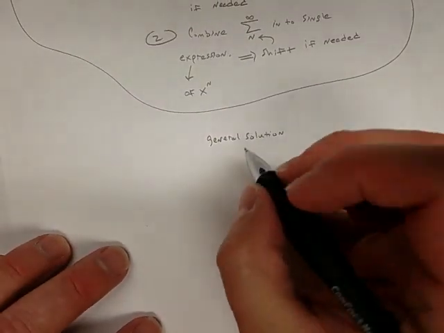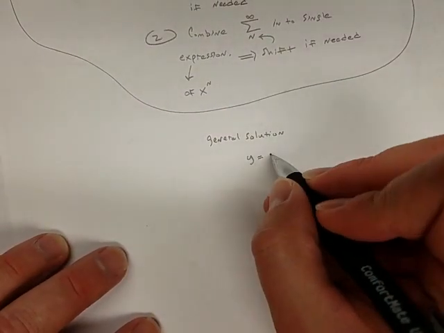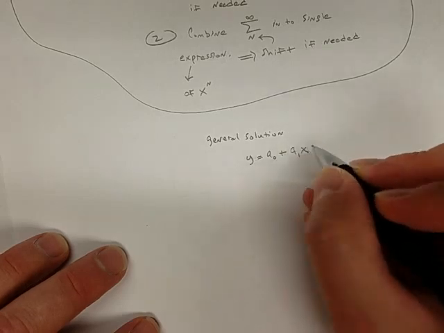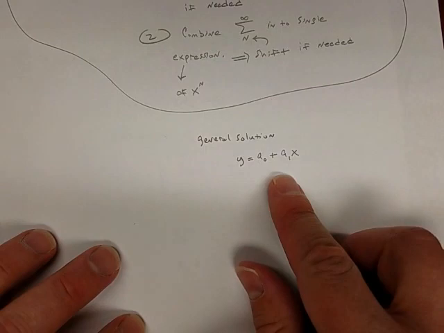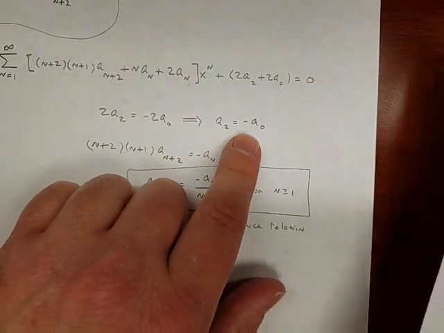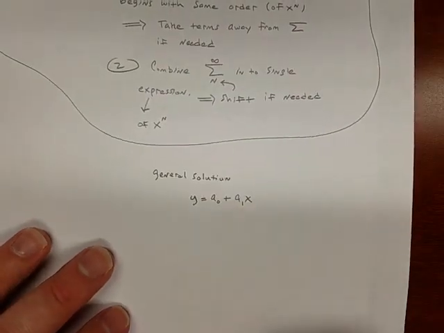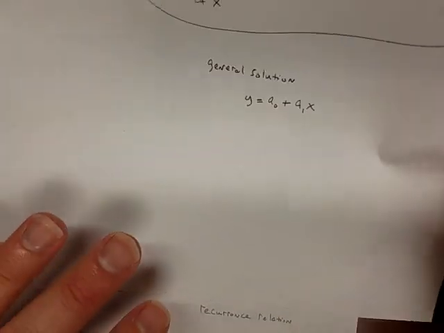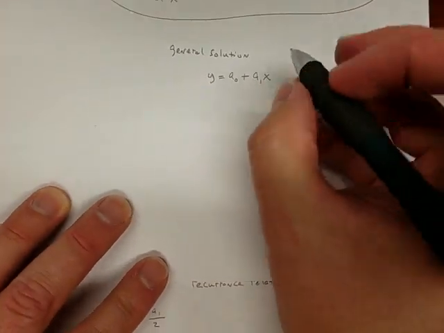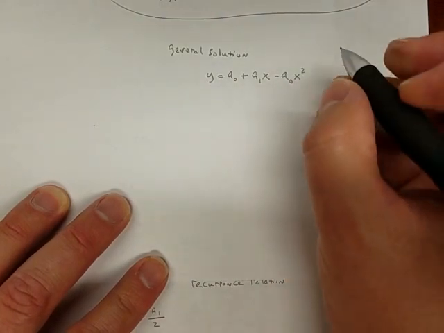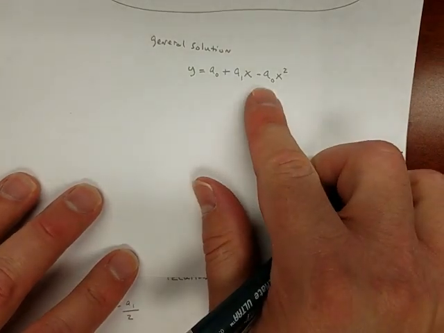So it would be that y was a naught plus a1x. And what are we going to say from there? We happen to know that a2 is negative a naught. So where I would write a2x squared, because that's what that is, negative a naught x squared. What would the next term be?